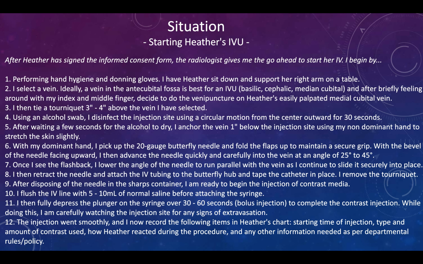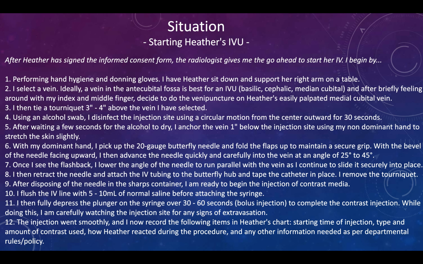And so I want to select a vein next. For an IVU, I want to go for a vein in the antecubital fossa, the basilic, the cephalic, or the median cubital. Those are generally going to be the best. And after just briefly feeling around with my index and middle finger, I can really feel her median cubital nicely, so I decide I'm going to use that one for the venipuncture.